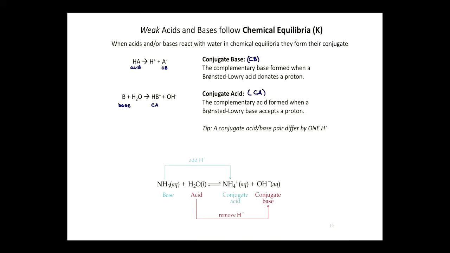Okay, so let's talk about weak acids and weak bases reacting in water. Remember, weak acids follow a chemical equilibrium, K. We'll talk about K later, but weak acids have a Ka expression associated with them. Weak bases have a Kb expression associated with them. The reason weak acids and weak bases are weak is they have these K values associated with them. They don't fully dissociate, but they all follow the same general type of reaction. So here are some very generalized weak acid, weak base reactions.